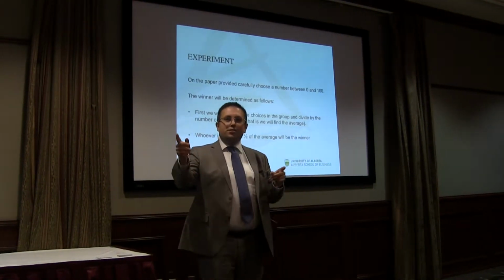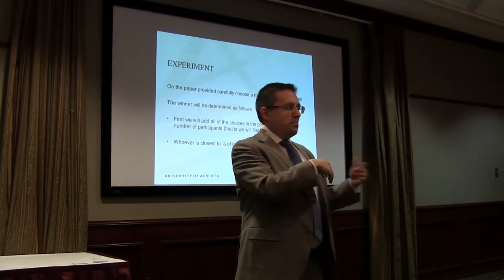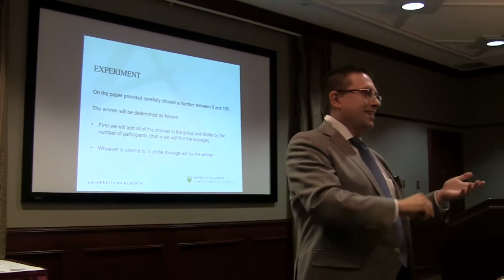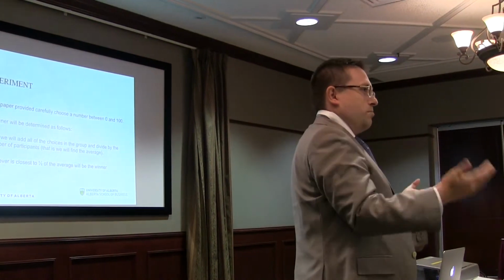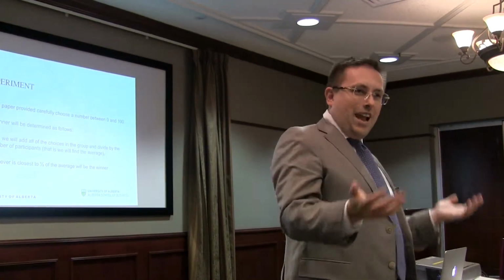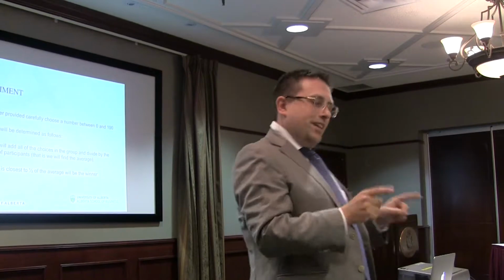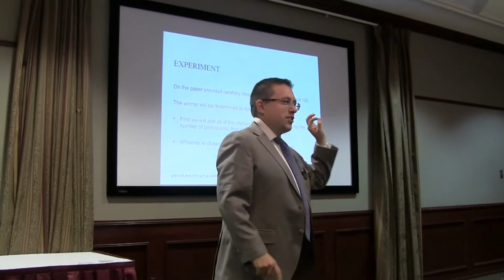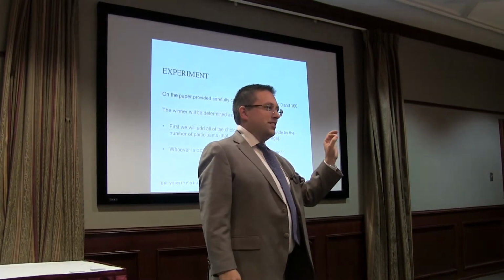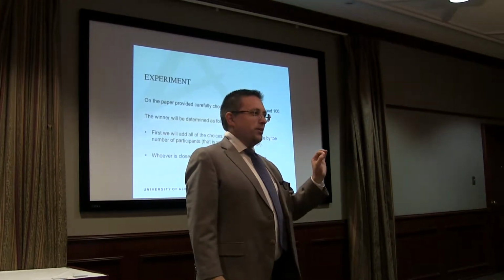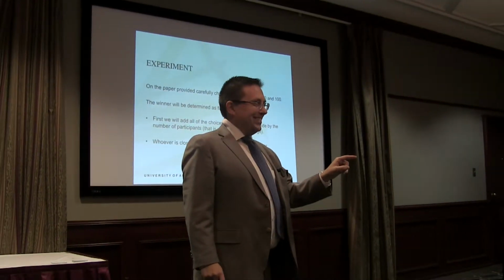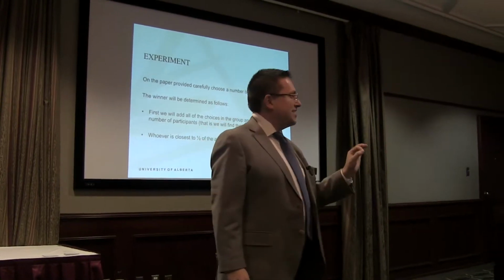So Chris is going to collect all the papers while I'm presenting. He's going to add everything up, and he's going to total that, and then we're going to divide by the total number of submissions that we've got. So we're going to get the average in the room. Then whoever is closest to 1/2 of that average is going to be the winner of the $20. Okay, everybody understands what the rules are?